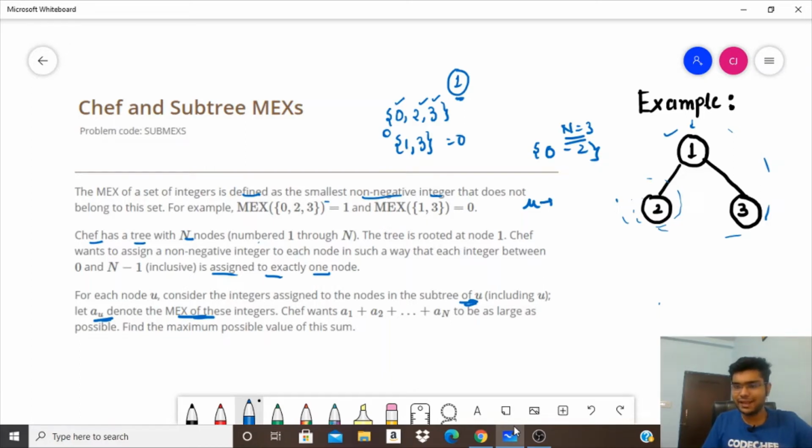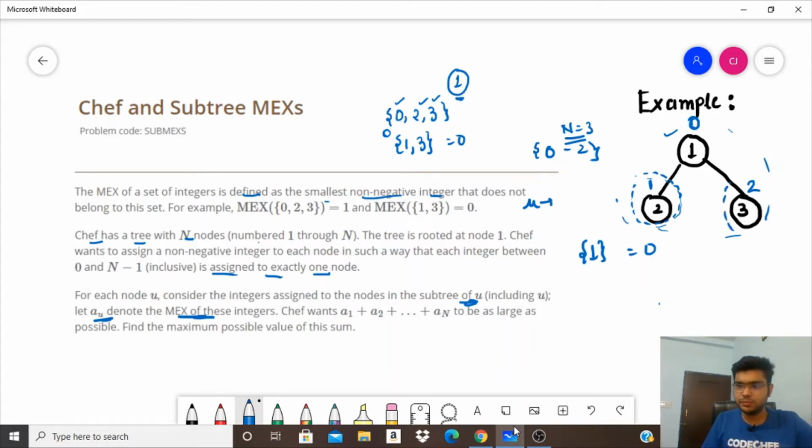So if we assign the numbers like this, 0 to node 1, 1 to node 2 and 2 to node 3, we have assigned all the numbers from 0 to n minus 1 to all of the nodes, right? So if we calculate the max of this particular subtree, which consists of only node 2, the value is only 1, so the max of this particular subtree will be 0, because 0 is the smallest non-negative integer that is not present in the set, right? So the max of this particular node will be 0.